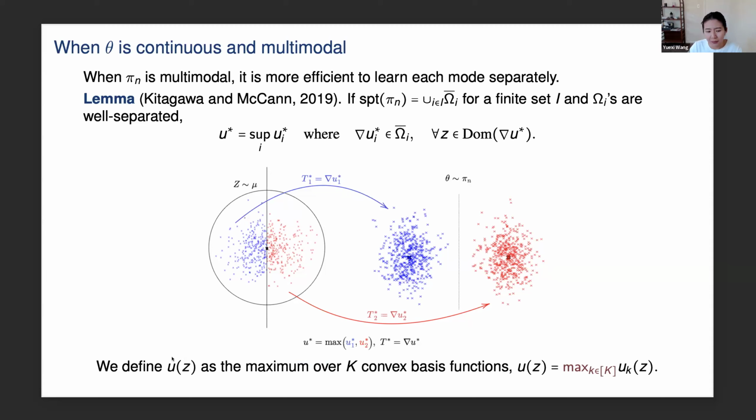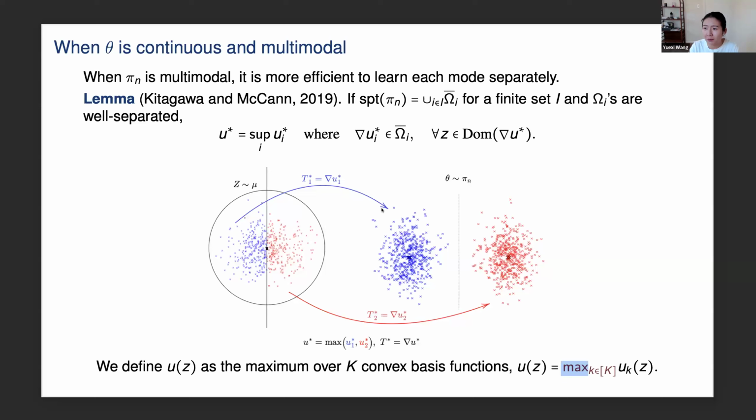Motivated by this lemma, we define our U function as a maximum over K convex functions. And this maximum is a maximum of convex units. This maximum function will automatically take care of the assignment problem, which part of the reference distribution should be mapped to which cluster.